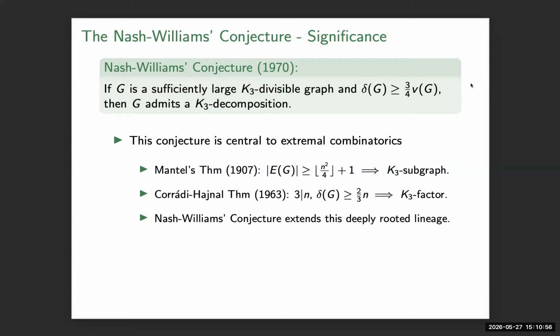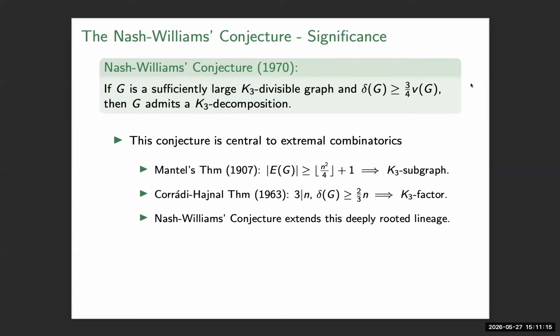First is Mantel's theorem from 1907. It gives a bound on the number of edges, such that if we're above that bound, then we're guaranteed a K3 subgraph and it's tight. And this is the base case for Turán's theorem, really at the heart of extremal graph theory.